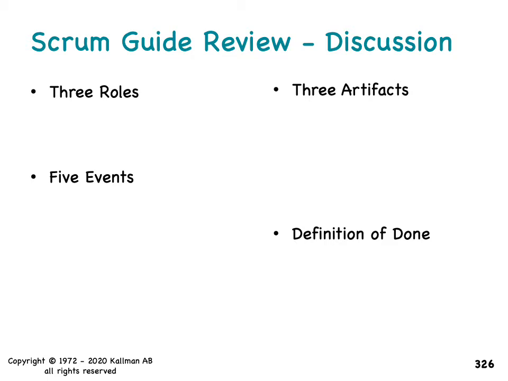There's a few artifacts that we produce in the process. And then most importantly here at the end is what's your definition of done, okay? So we're going to look at these on the next slide. Do you guys remember what they are? Can you think about them real quickly here? What are the 3 roles? Can you name them in your mind? Can you do the 5 events without even thinking about it? And can you name the 3 main artifacts? Well, we're going to look at this on the next slide.